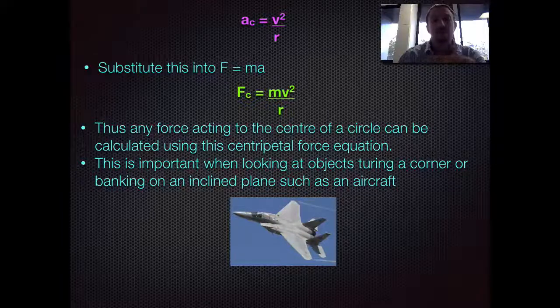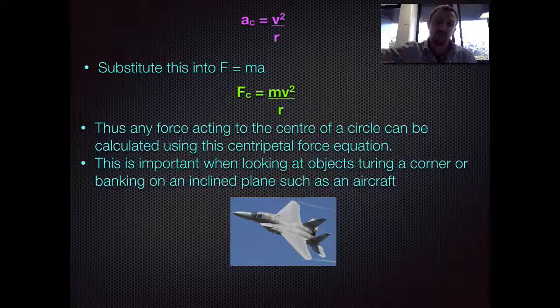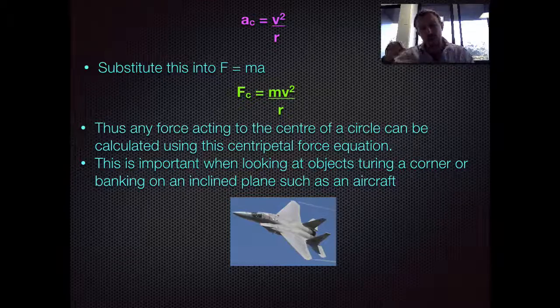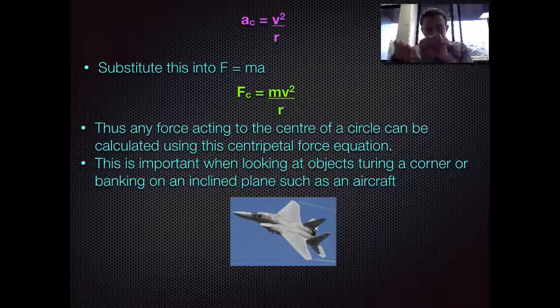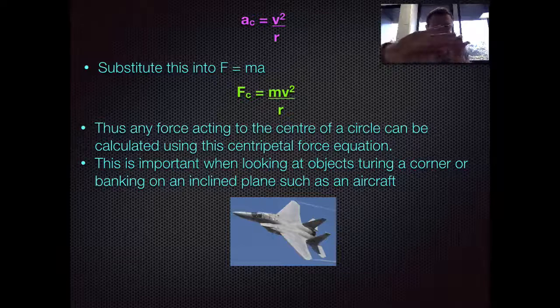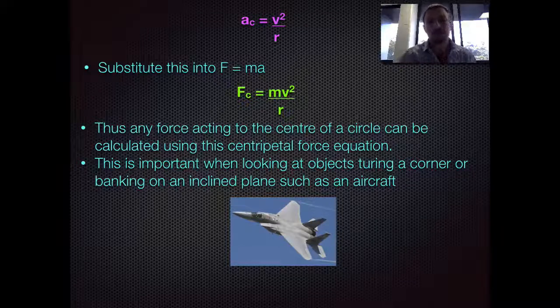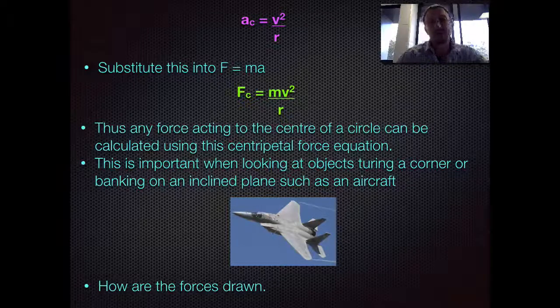For example, look at this jet fighter as it turns a corner. You can see that it's banking, so there's our inclined plane, and it's being pulled round using centripetal force, which is allowing its velocity to change. Even though it's going at a constant speed, its direction changes, causing it to accelerate. So how are these forces drawn?